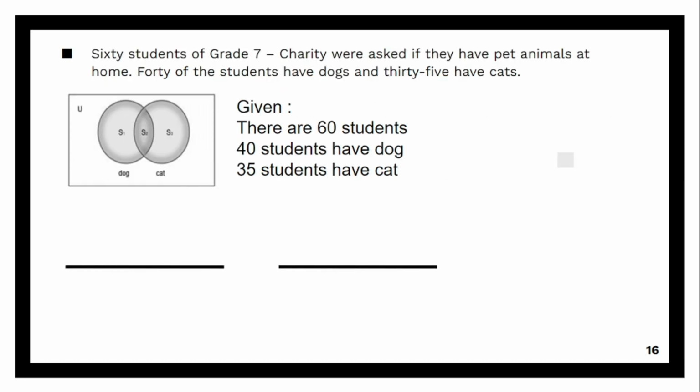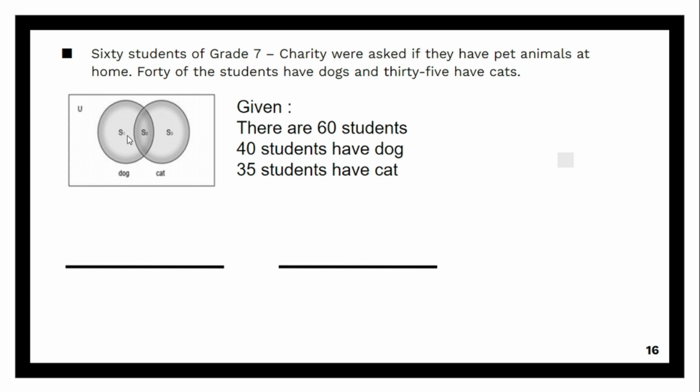Okay, so we have here 60 students of grade 7 again. We're asked if they have pet animals at home. 40 of the students have dogs and 35 have cats. So, ito yung Venn diagram na meron tayo dapat.